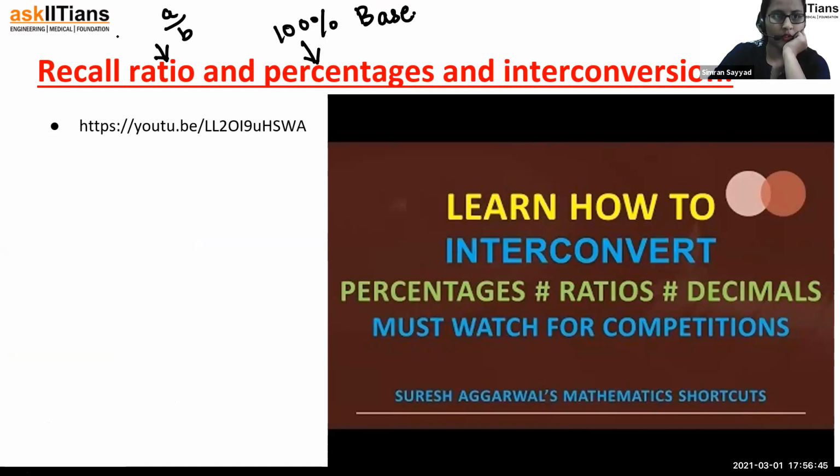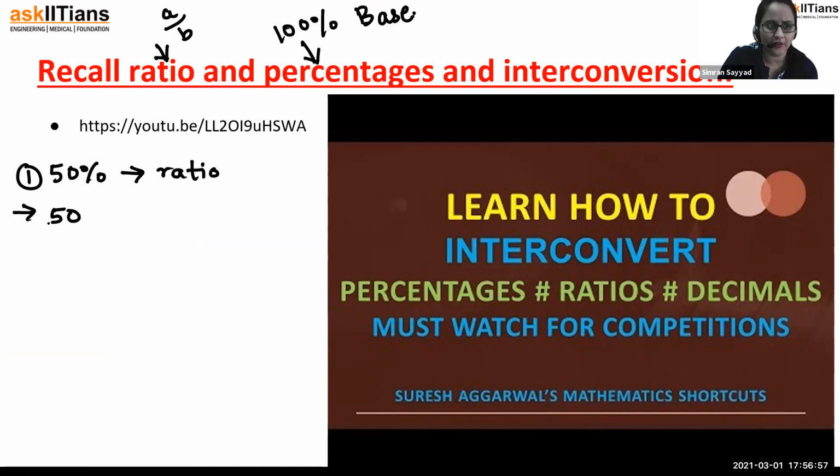So the first problem. Okay, so let's see the first one. I have to consider 50%. So I have to convert 50% to a ratio. How am I going to do that? As I've already told you, for 50%, you have to remove the percent sign and divide it by 100. So it's simple. The ratio is 1 is to 2.